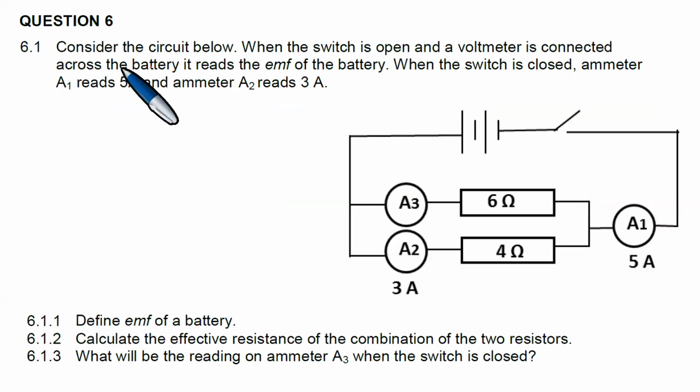Right, so here we consider the circuit below. When the switch is open and the voltmeter is connected across the battery, it reads the EMF of the battery. When the switch is closed, the ammeter A1 reads 5 amps, and the ammeter A2 reads 3 amps. Define the EMF of a battery.